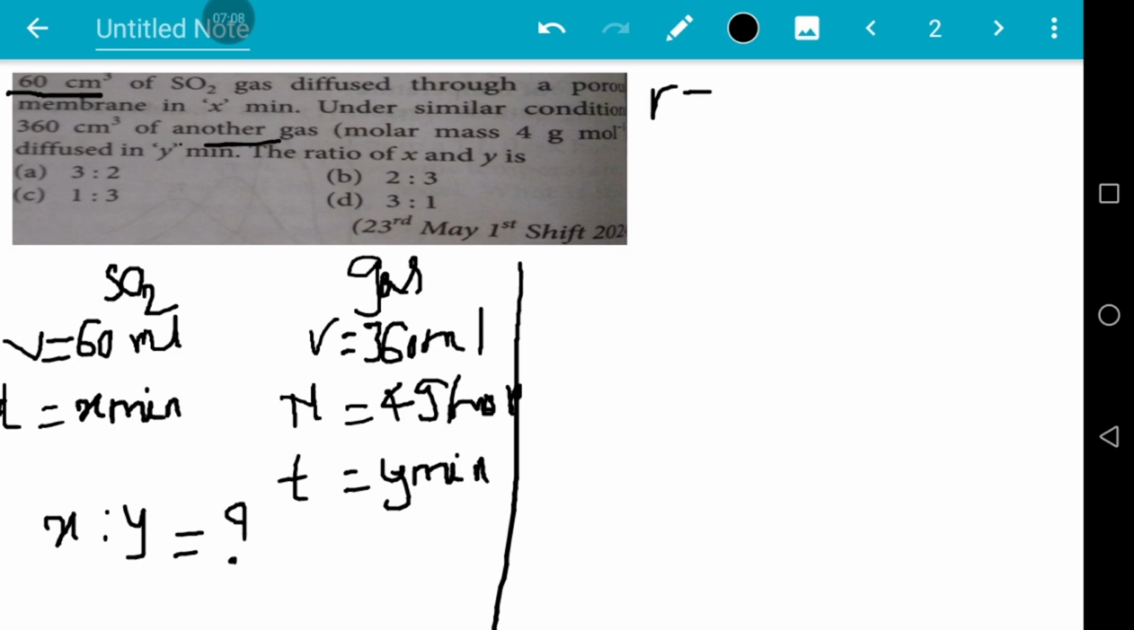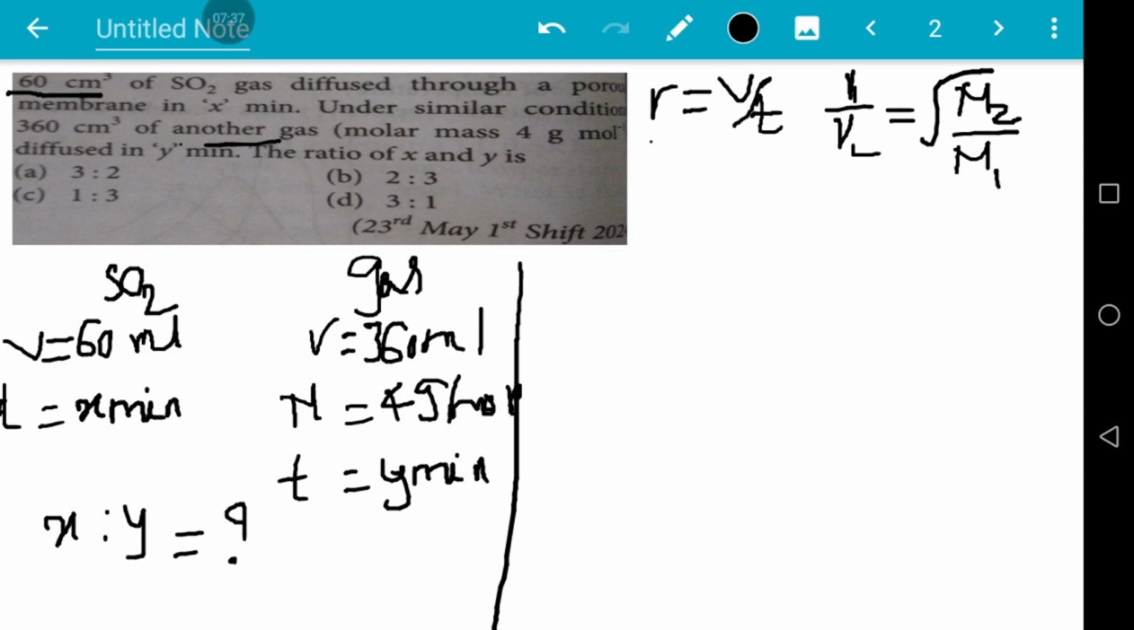Rate equals volume by time. This is one formula we know. And the next one: R1 by R2, meaning the rate of the first gas by the rate of the second gas, equals root over M2 by M1. Why? Because the rate is inversely proportional to the molar mass. So R1 by R2 equals root over M2 by M1.